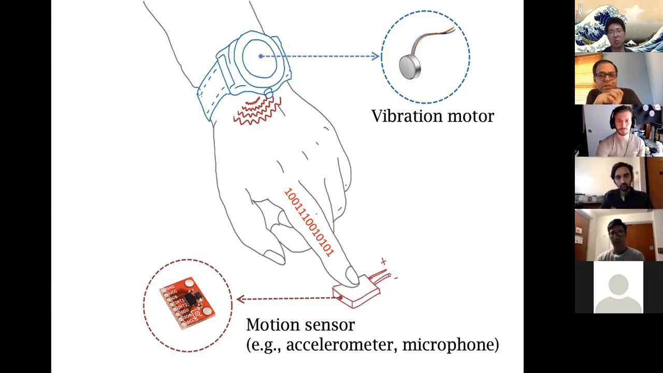Guys, what is the bandwidth of your accelerometer? What sampling rate do you get out of your accelerometer? It's around 100 kilohertz. How much? 100 kilohertz. Or hertz. Hertz.